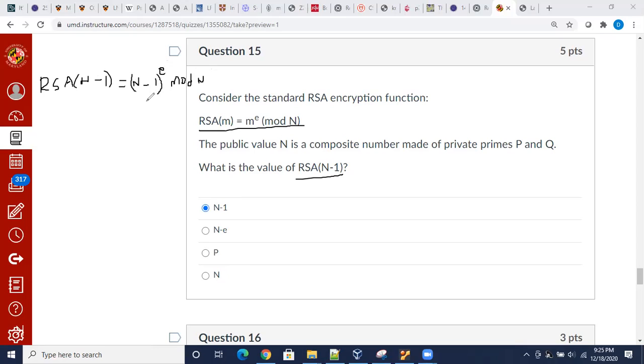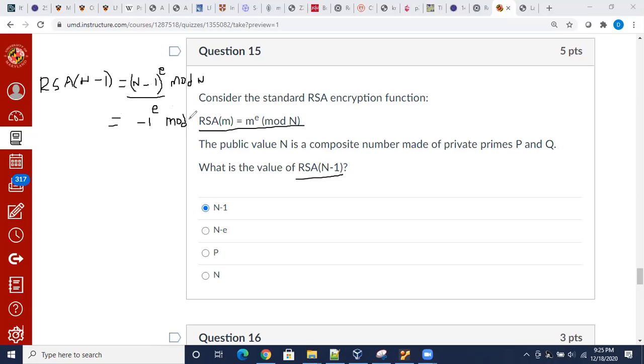We do know from binomial expansion that if we write (n minus 1) power e as a polynomial, all the terms of the polynomial will have n except one term. Okay, only one term will not have n. So when we apply mod n, all the n terms will cancel out. So what we are left with is nothing but (minus 1) power e mod n.